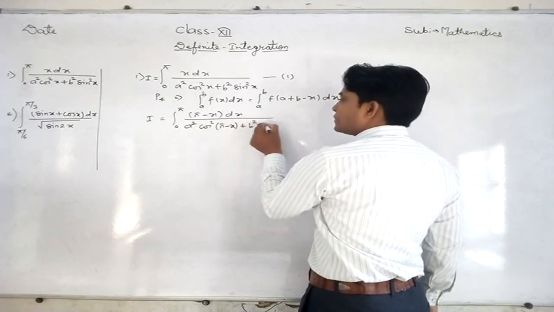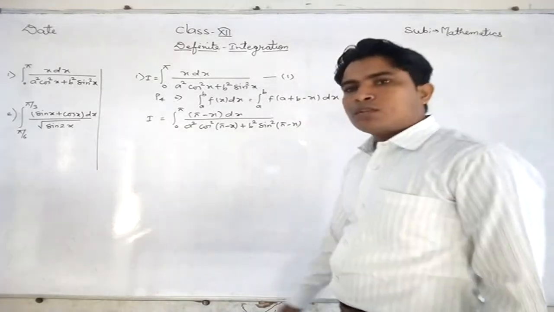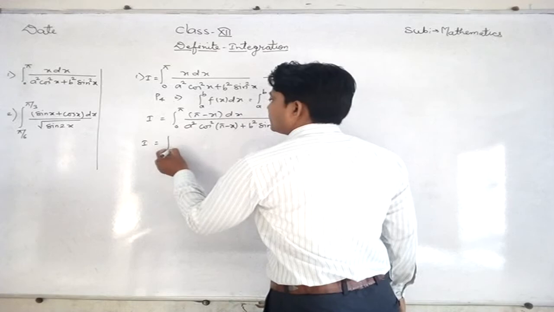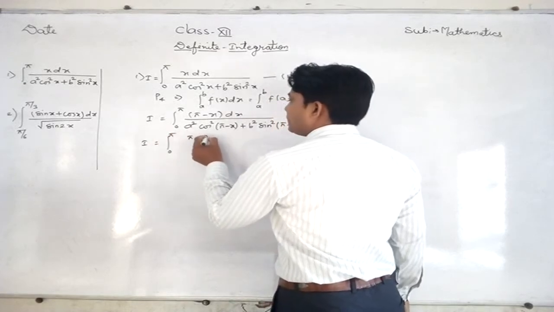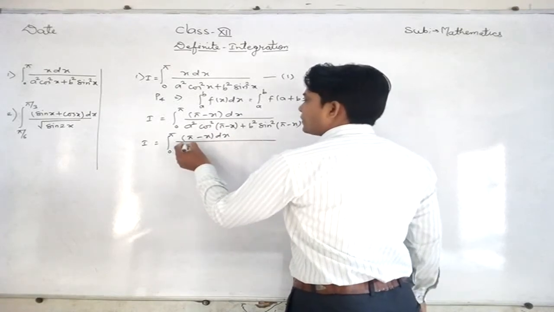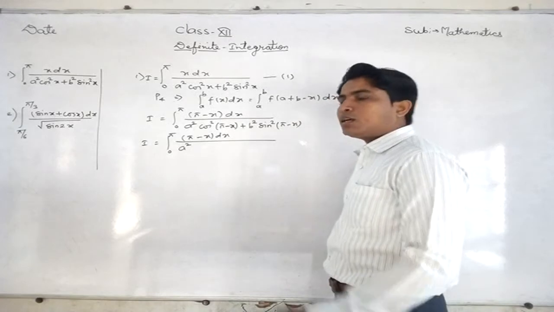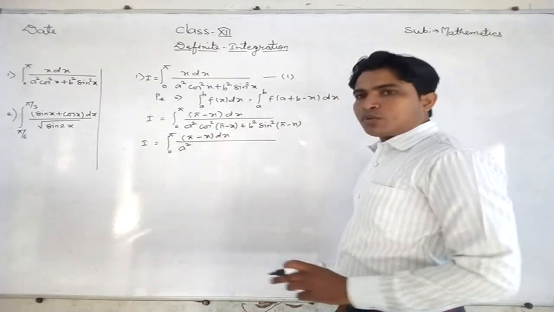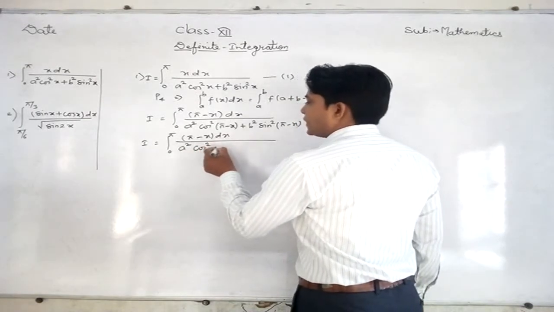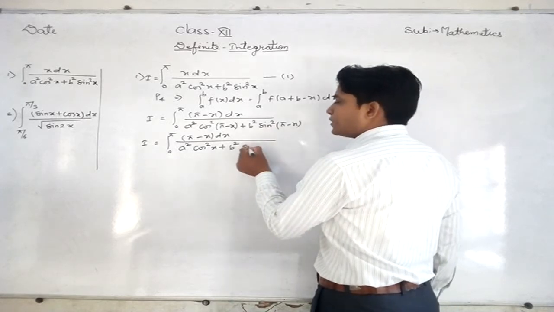Is that clear? Now if we solve, the integral from 0 to pi of pi minus x dx, divided by a square cos of pi minus theta, which means minus cos theta, but here it is squared, so it again becomes positive, cos square x, plus b square sin of pi minus theta, which is again sin theta, so it is sin square x. Now this one is equation number 2.